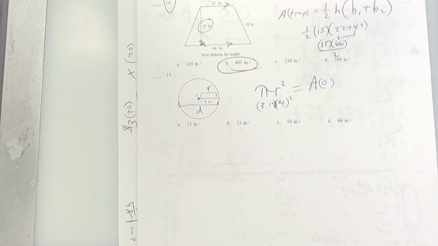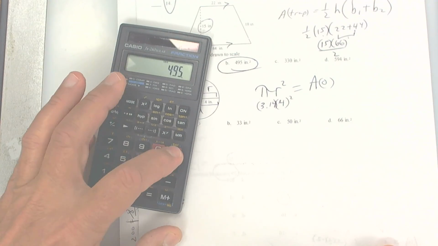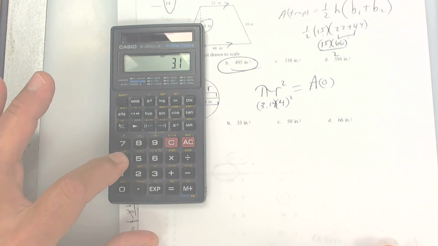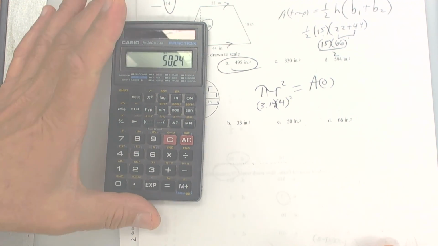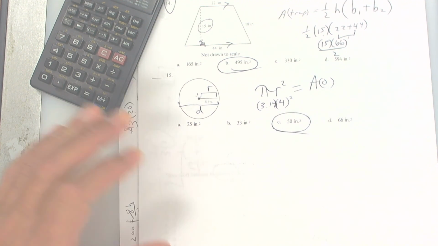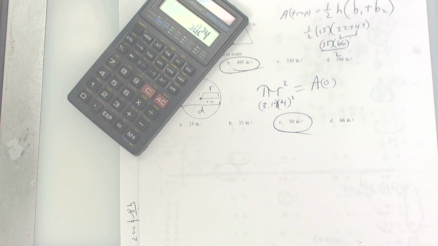So that's 16 times 3.14. So 16 times 3.14, press equals. I get 50.24, and the only one close to that is this one. Any questions on what I did or what I said?